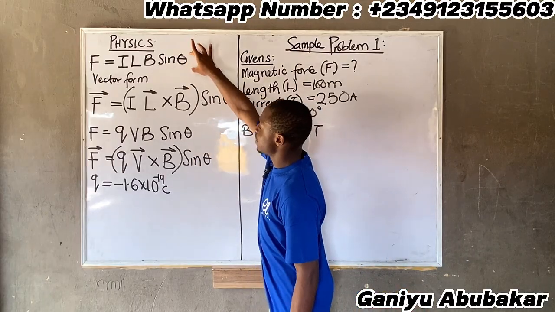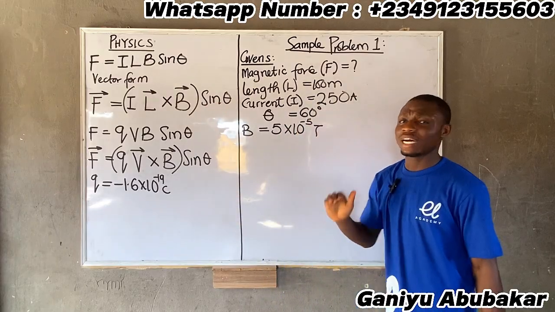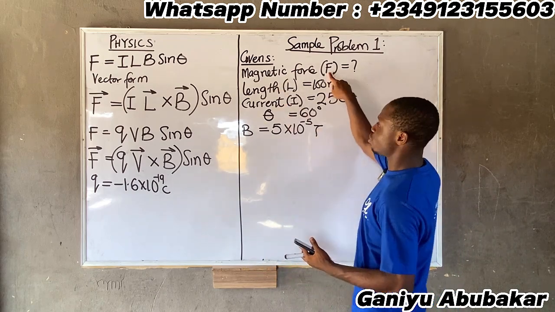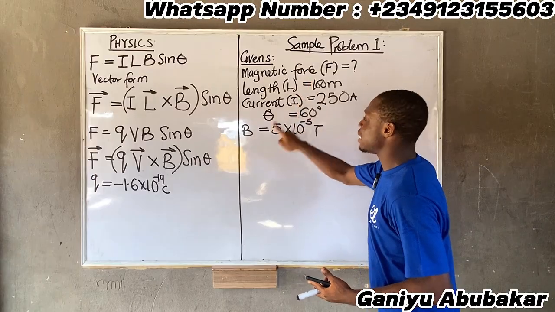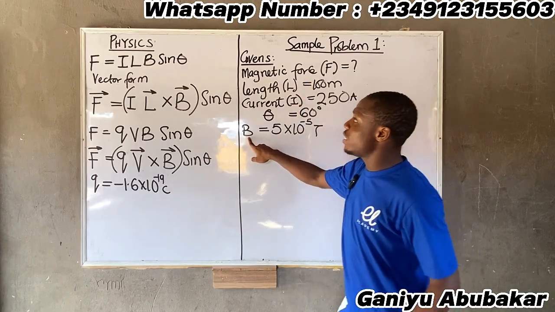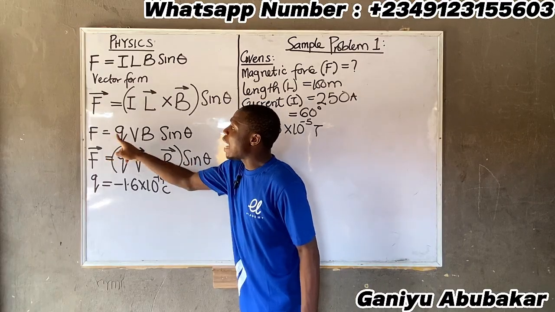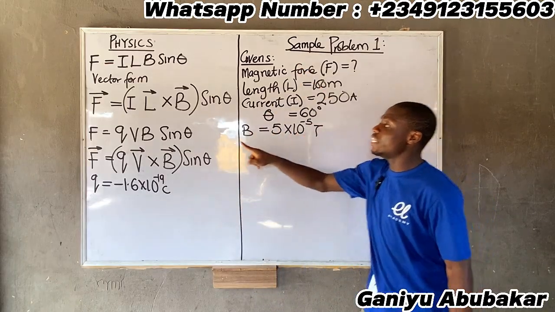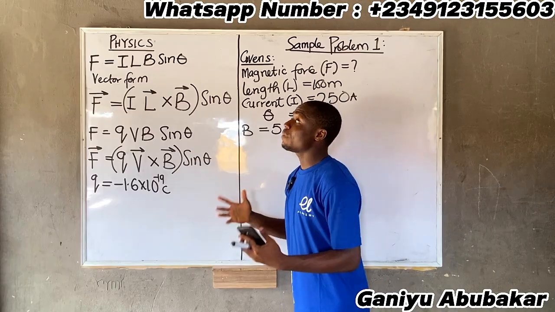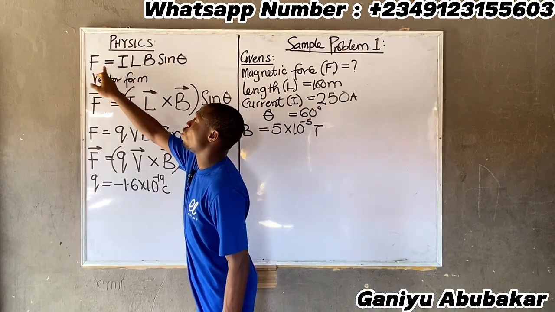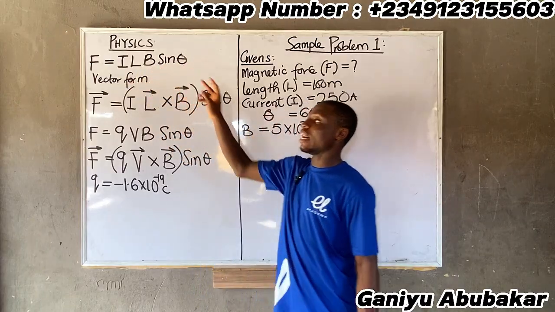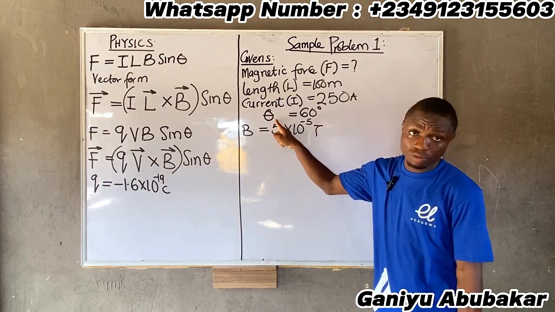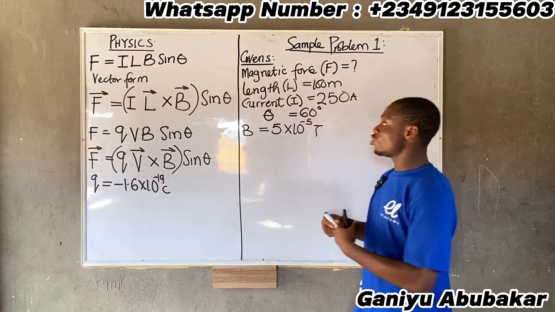So within these two, one of them will be the exact formula to apply here. I'm looking for force, but I'm given length, current, and magnetic field. If you check the second formula, it involves voltage and charge. There's nothing like voltage and charge here, so I can't use that one. The proper formula to use here is the first one, F equals ILB sine theta. I'm attaching sine theta because I'm given the angle as 60 degrees.